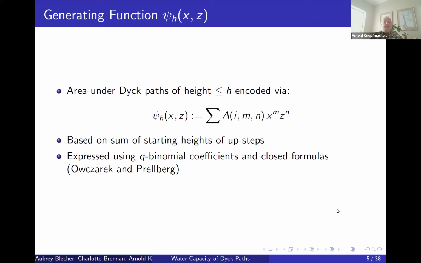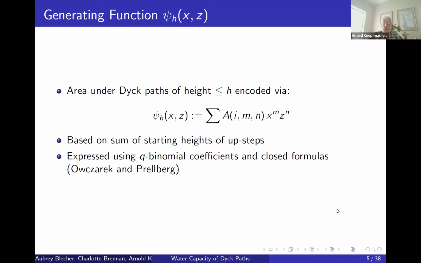Thereafter, we have to set up a whole lot of generating functions. So in particular, we have a generating function where z is marking the semi-length, in other words, the number of steps in the path, and x is marking the area that's making up the water. In other words, it's the area of those valleys.